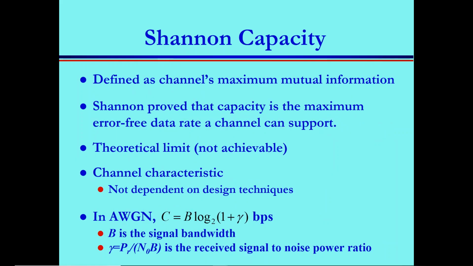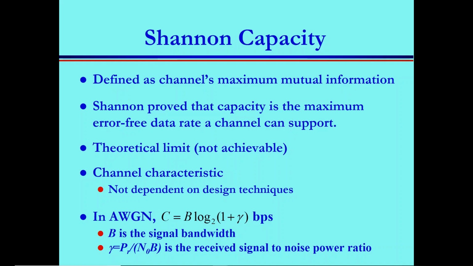So what's Shannon capacity? As I just defined it, it's the maximum mutual information you can transmit between the transmitter and receiver. Shannon, in his paper that he published in 1948, showed that capacity is the maximum error-free data rate a channel can support or afford. It's a theoretical limit, a bound, that says over this channel, this is the maximum you can achieve. And then after that, engineers come and try to come up with techniques, transmission designs, schemes that can achieve that limit, if they can.